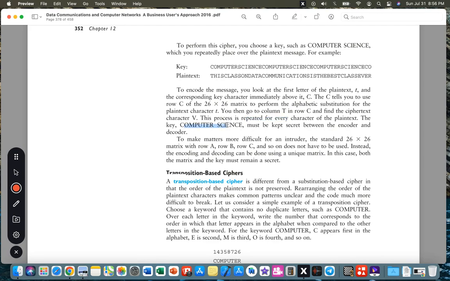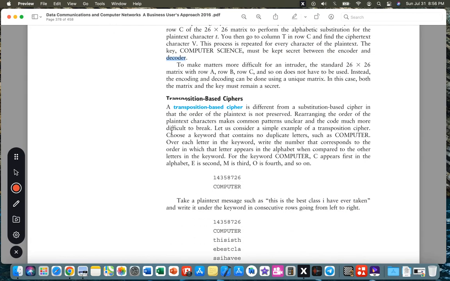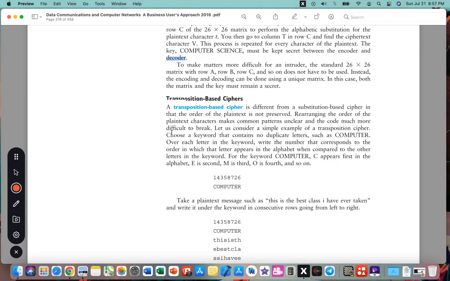The key computer science must be kept secret between the encoder and decoder. To make patterns more difficult for an intruder, the standard 26 by 26 matrix, row A, row B, row C, and so on, does not have to be used. Instead, the encoding and decoding can be done using a unique matrix. In this case, both the matrix and the key must remain secret.